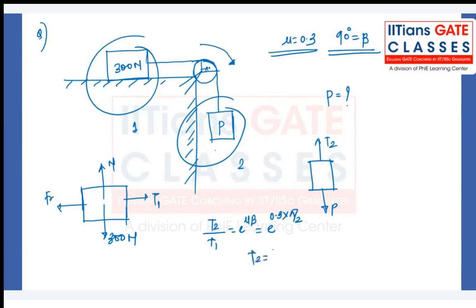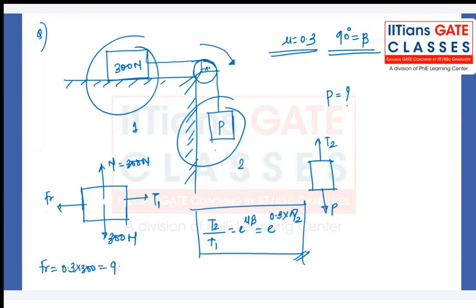Okay, let's keep it as it is for the time being. Let's get one more relationship between them. Here N is also equal to 300 Newton. What is the frictional force? Frictional force is equal to 0.3 into 300, which is equal to 90. It has to be equal to T1, right? So if you put T1 equal to 90 in this, you will get T2 as 90 into e to the power 0.3 into pi by 2, and you will get T2 as 144 Newton.